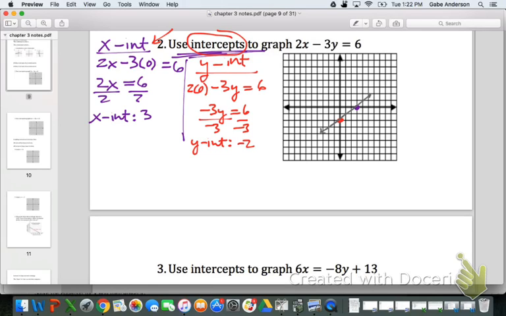So what do you think? Graphing by intercepts, not bad, right? Pretty easy, because you plug in a 0, you get the x-intercept, you plug in a 0, you get the y-intercept, and you connect the dots with a line and you're done. So let's see if you guys can do that by yourselves with example number 3.